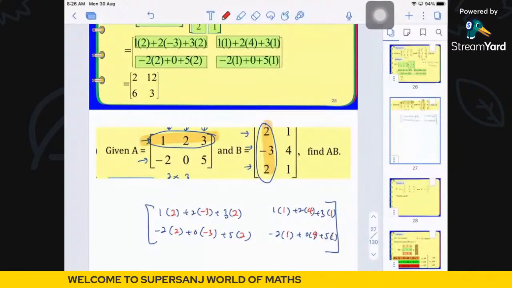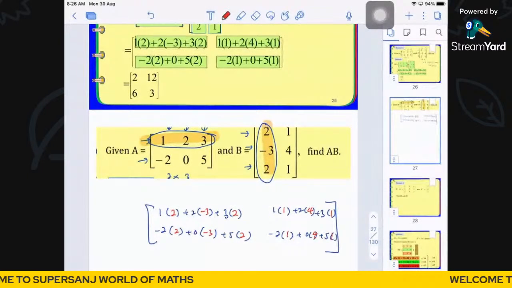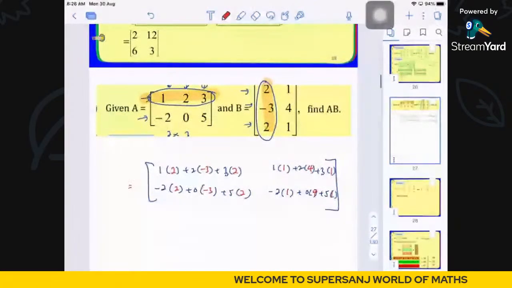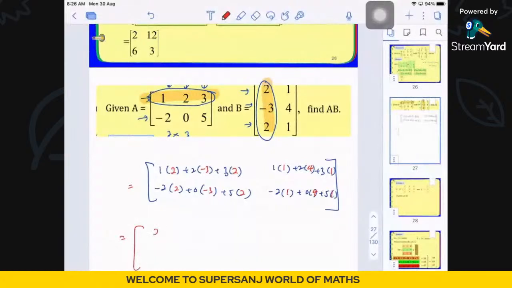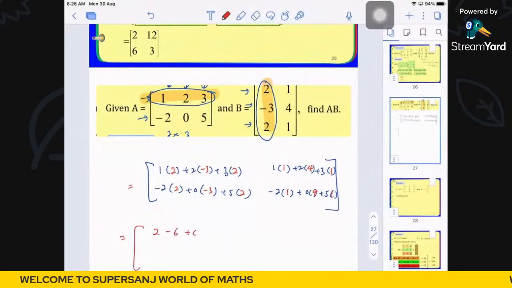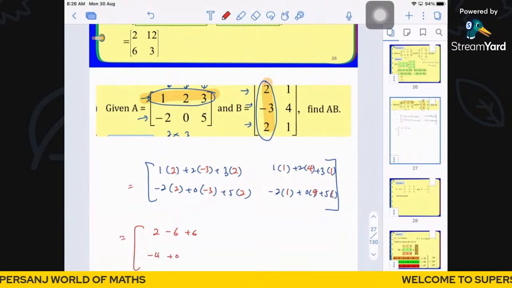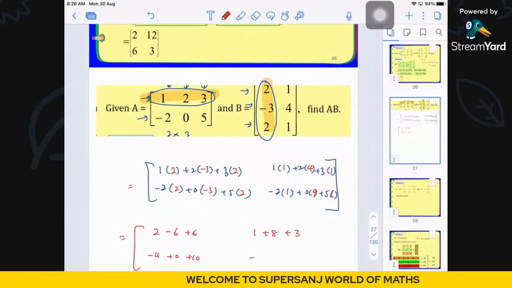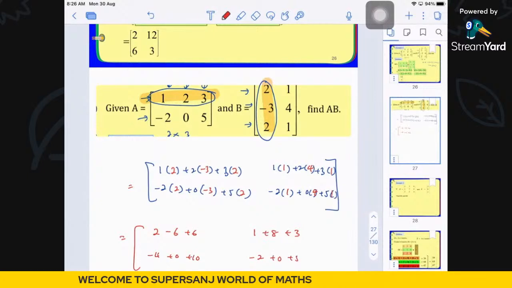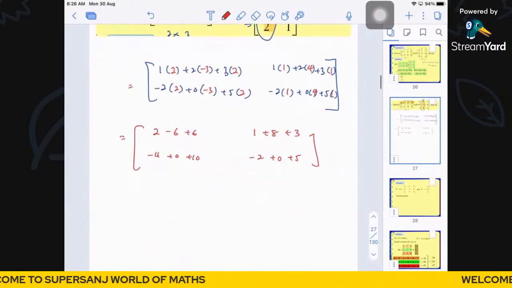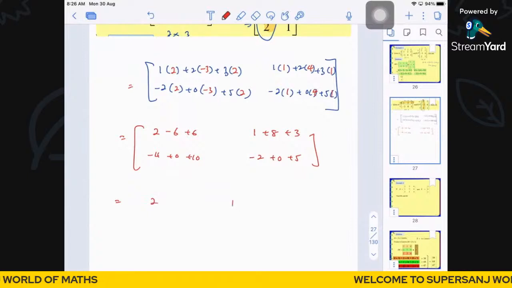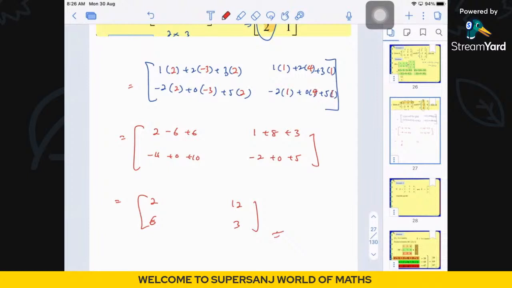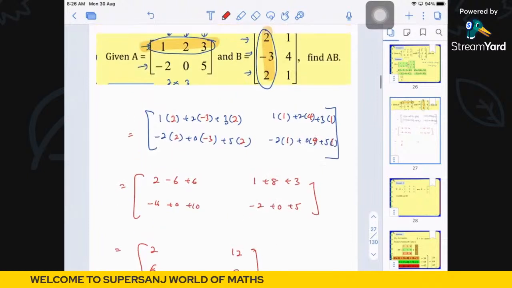Can you understand until there so far, class? Everybody okay? Okay. So from here, straight away, you can tell me that here is going to become 2, negative 6 plus 6, negative 4 plus 0 plus 10, 1 plus 8 plus 3, negative 2 plus 0 plus 5. So the final answer here is just going to be 2, 9 plus 3 is 12. Negative 4 plus 10 is 6, and the last one there is 3. That's it, done. You already get your answer. Can you all understand that?